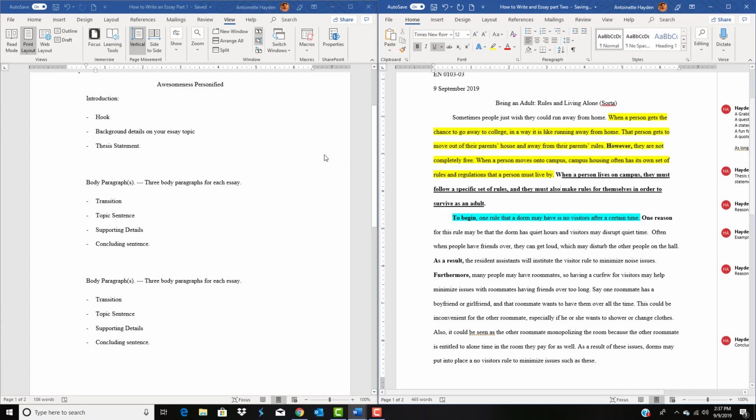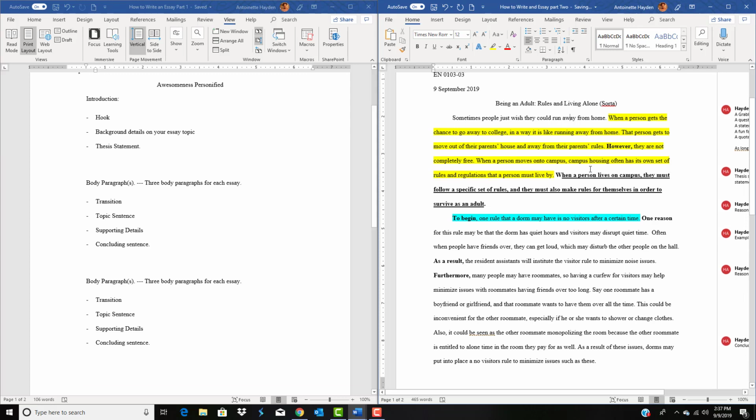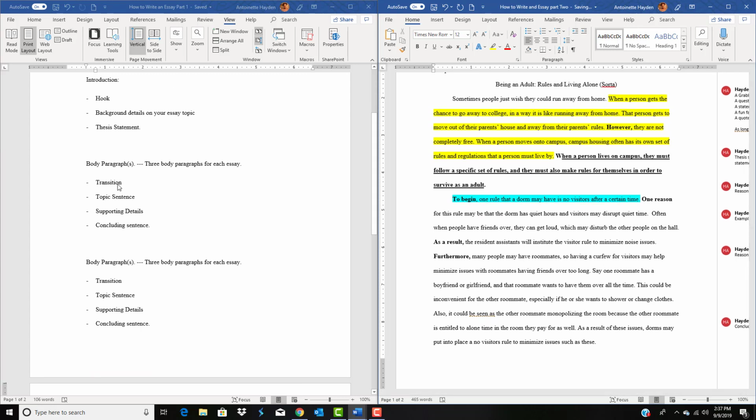Before we move on, let's recap. In the introduction, we have our hook, background details on the topic highlighted in yellow, and our thesis statement, underlined in bold. So check, check, and check, right? Now, we're going to transition into our first body paragraph.